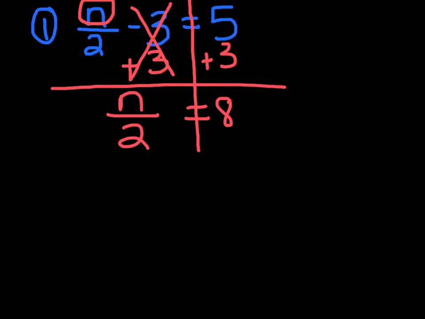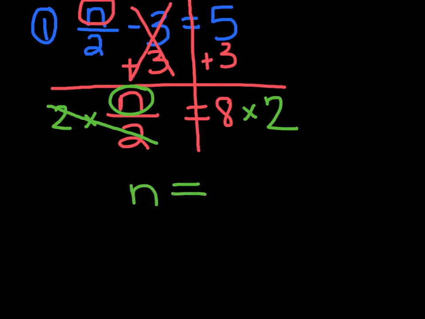Well, I still want to work backwards, or I want to do the opposite of what's happening. The opposite of dividing by 2 is multiplying by 2. So you can multiply both sides by 2. And as long as I do the same thing on both sides, my equation stays equal. It stays the same. Well, dividing by 2 and multiplying by 2, they are opposites. They're inverse operations. They cancel each other out. So now what I have left is my variable n. And then I do the math over here. 8 times 2 is equal to 16.